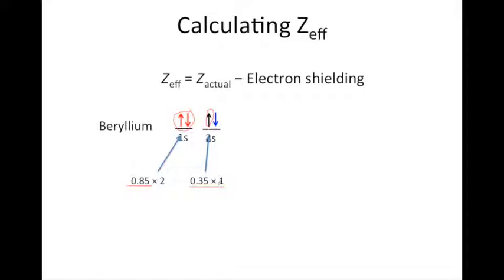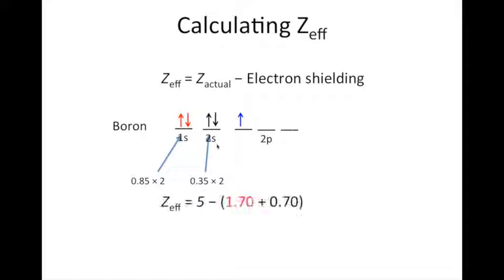So if we add these together, we get the shielding value. So we take the actual nuclear charge 4 minus the 1.7 from the core and the 0.35 from that valence electron, and we get 1.95. Okay, let's keep going. Now boron, here's the electron configuration. The 2 core electrons, again, 0.85 times 2. Now these 2 valence electrons are in the valence shell, so we get 0.35 times 2. So the effective nuclear charge is actual 5 minus 1.7 from the core plus 0.70, and so we get 2.60.